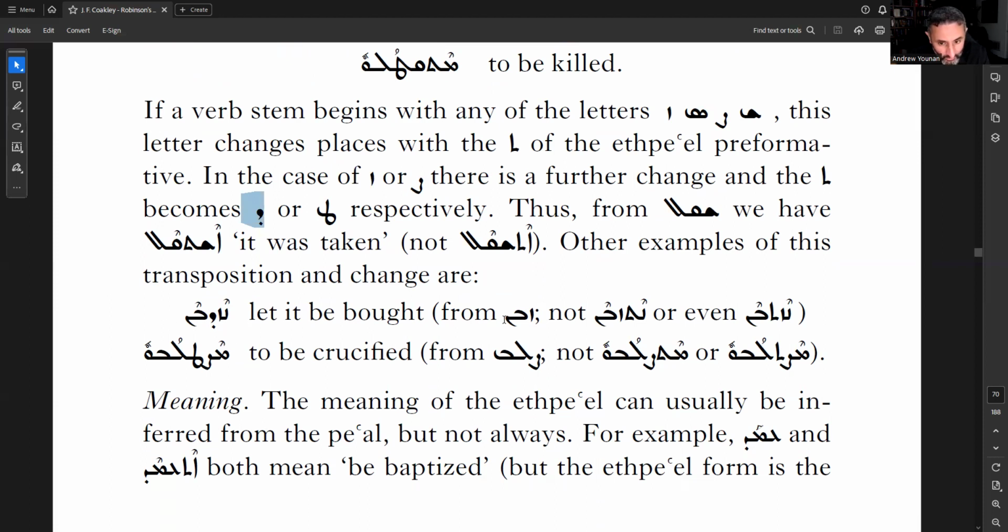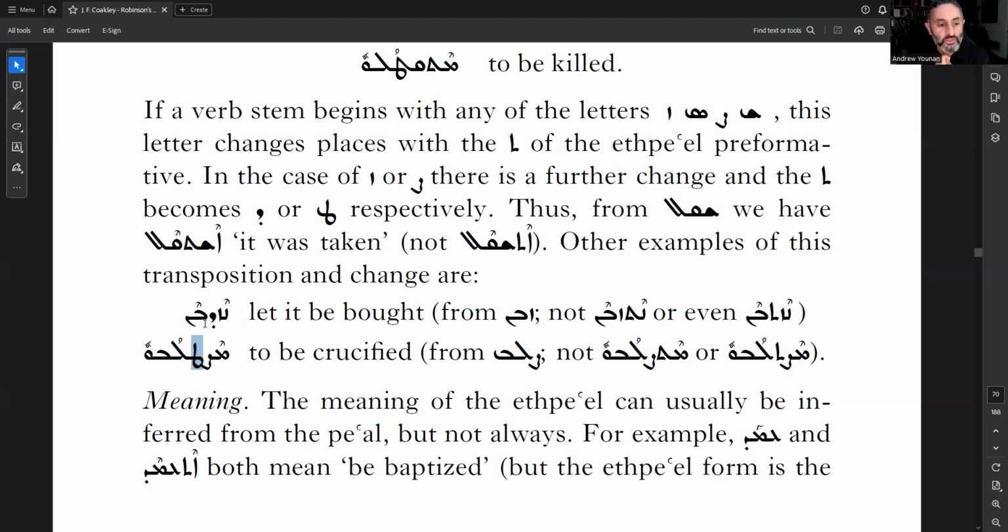Nizdbin. Let it be bought. From zwan, not nithzwan, not nithzwin, or even nist, nistbin. It's not these, it's nizdbin or nizdwin. Another one is when it's a sadeh, again, it goes first and the tau becomes a taith. This makes sense to me because you're already back here in your throat pronouncing the sadeh.